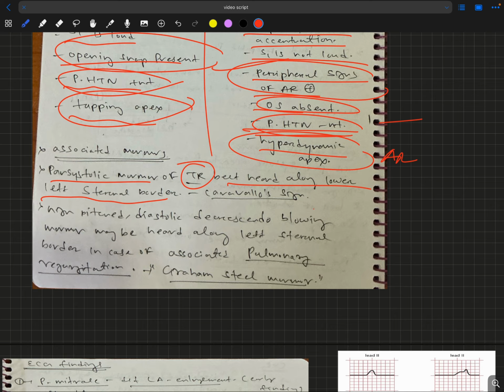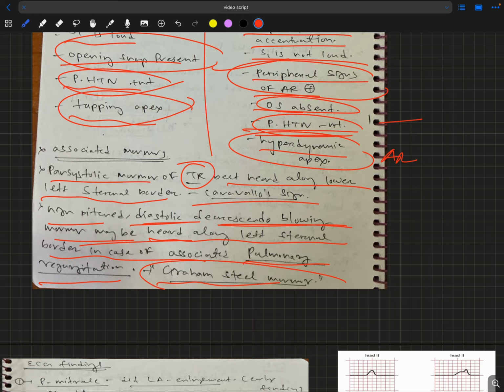In case intensity of the inspiration, it is called Carvallo sign. A high pitch diastolic decrescendo blowing murmur can be heard along the left sternal border in case of associated pulmonary regurgitation. It is called Graham-Steell murmur.